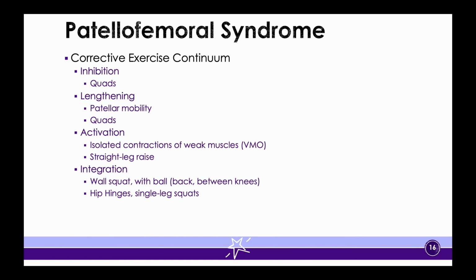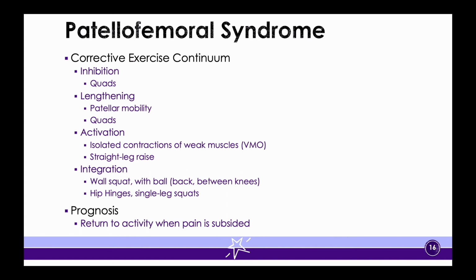Once we start to build more strength and activation to these weaker muscles, we can start to fully integrate by doing those wall squats with your back against the wall and putting the ball between your knees and just trying to keep that contraction in of holding the ball will activate the vastus medialis. And then working towards things like hip hinges and ultimately to single leg squats to help to try and build that integration and strength up in those muscles.